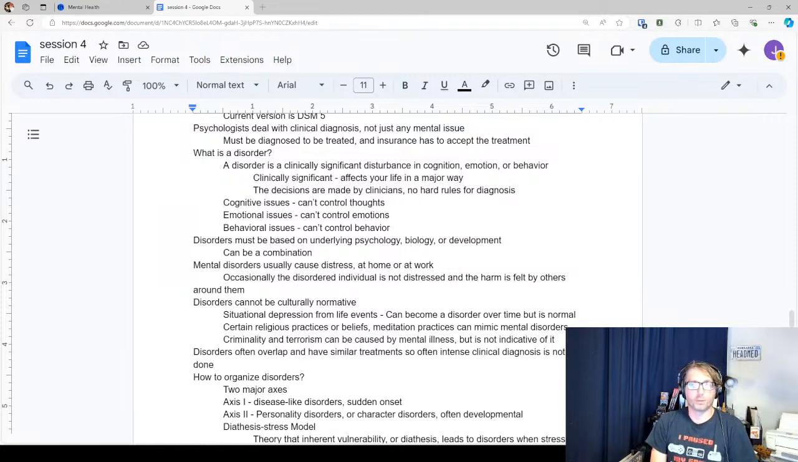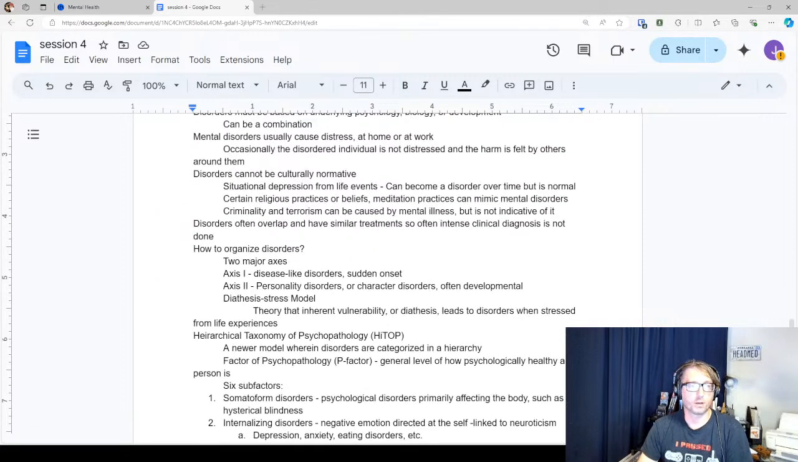Emotional issues are not being able to control your emotions, and behavioral issues, you can't control your behavior. Disorders must be based on underlying psychology, biology, or development. It can be a combination of these. Mental disorders usually cause distress at home or at work. Occasionally, the disordered individual is not distressed. The harm is felt by others around them.